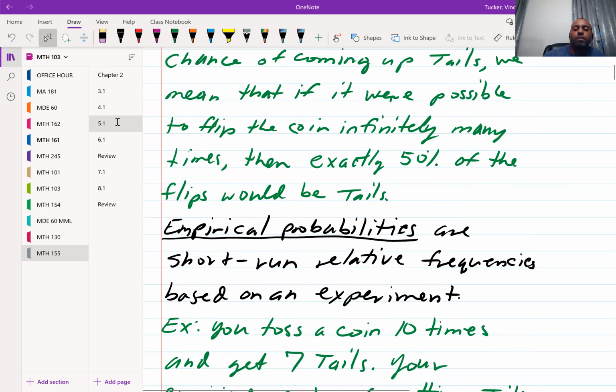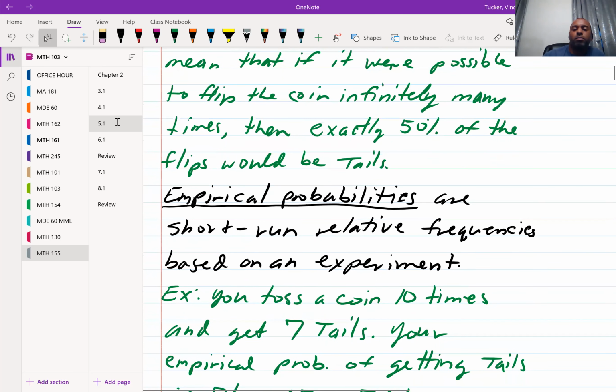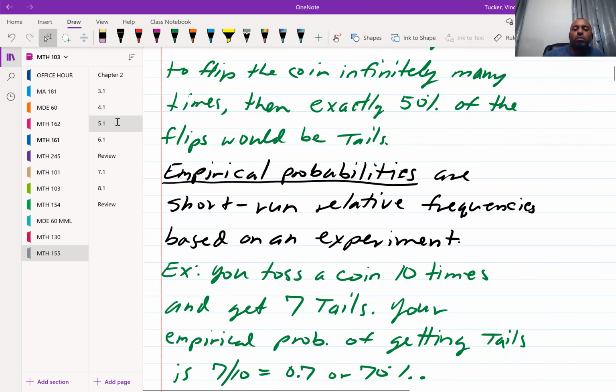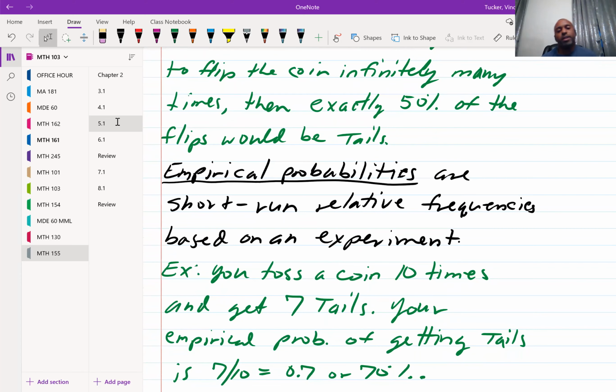All right, let me know if I go up too far. Didn't you remember I put that example down there? So this is what I was saying earlier. You toss a coin 10 times and get 7 tails. Your empirical probability of getting tails is 7 out of 10, which is 70%. So that doesn't necessarily match up with the theoretical probability. But if you were to flip a coin an infinite amount of times, it would come down to 50%.